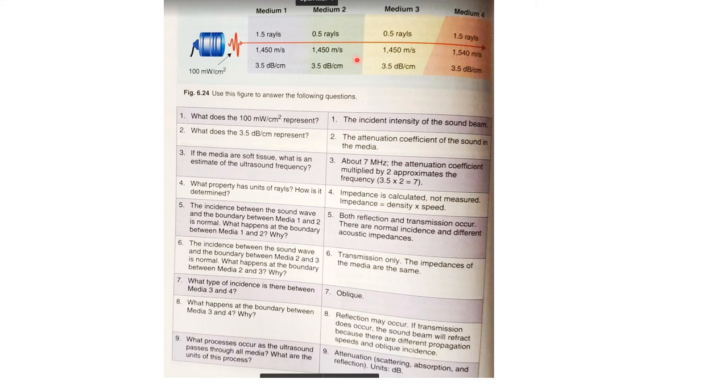More questions, and some of these questions have to do with the picture up here. You've got medium one, medium two, medium three, and medium four, and you have different numbers associated with these. Actually, you see that all of these media have 3.5 dB per centimeter, but some of them have different velocities, and some of them have different rayl values. So what does milliwatts per centimeter squared represent? That's intensity. What does 3.5 dB per centimeter represent? That's the attenuation coefficient.